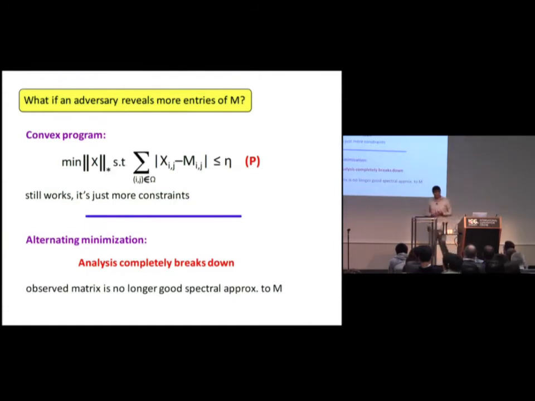But actually, it turns out, and this was a little bit surprising to me, the analysis for alternating minimization completely breaks down. So that's kind of neat. It's because at the core of alternating minimization is the assumption that whenever you take a random sample of observations from a matrix, if you reweight it, you'll get a good spectral approximation of the underlying matrix. Once an adversary can show you more of the matrix, that actually goes out the window.